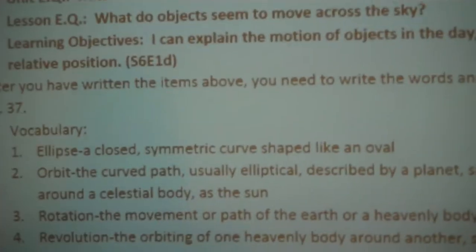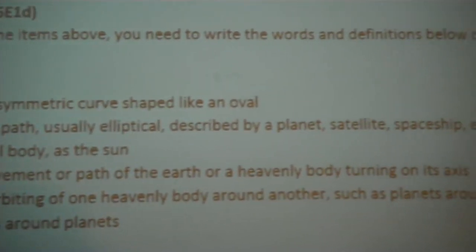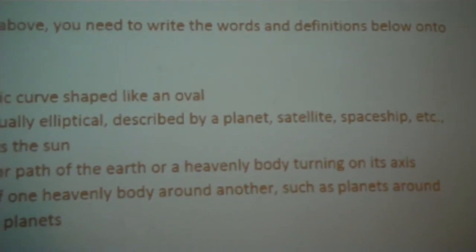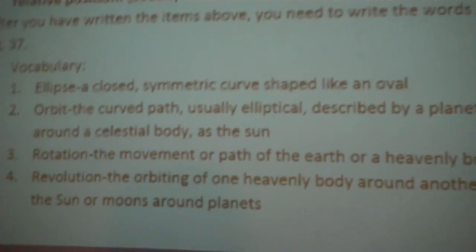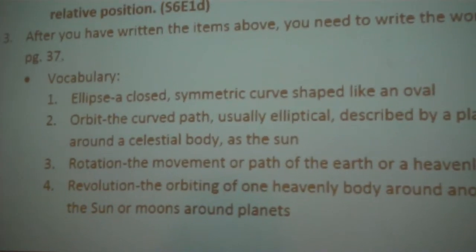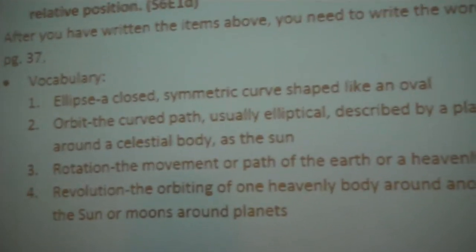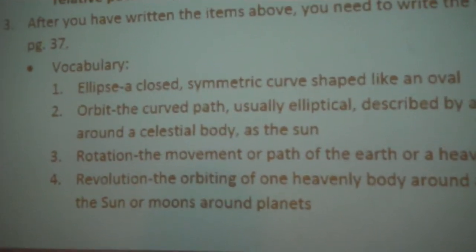Number 3 is rotation. This is the movement or path of the Earth or a heavenly body turning on its axis. So all the planets spin on their axis, and rotation is this movement as it spins around on its axis, as you could see from the Cornell Notes video.